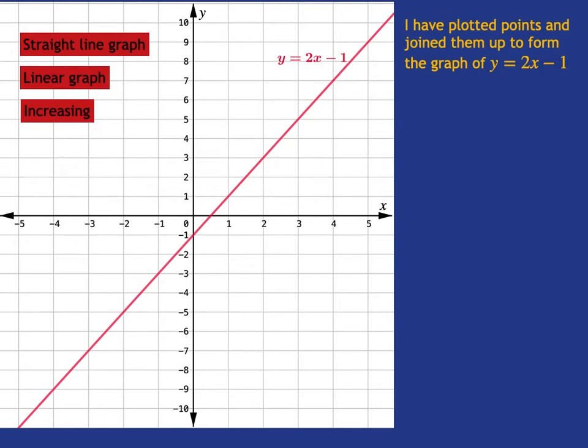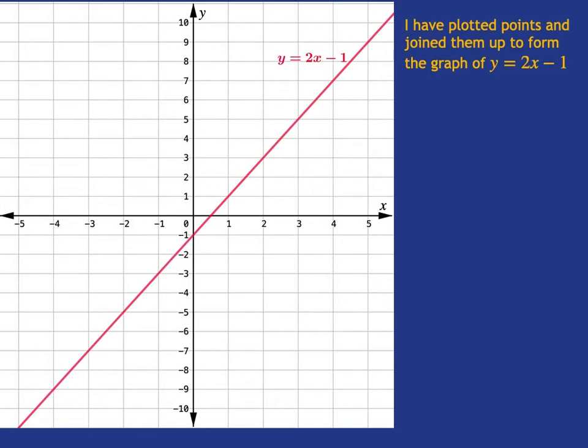And really what you can see is that it's increasing, because as you move from left to right, the graph is going up. So it's an increasing graph. Okay, let's get to what we want, which is reading points from the graph.